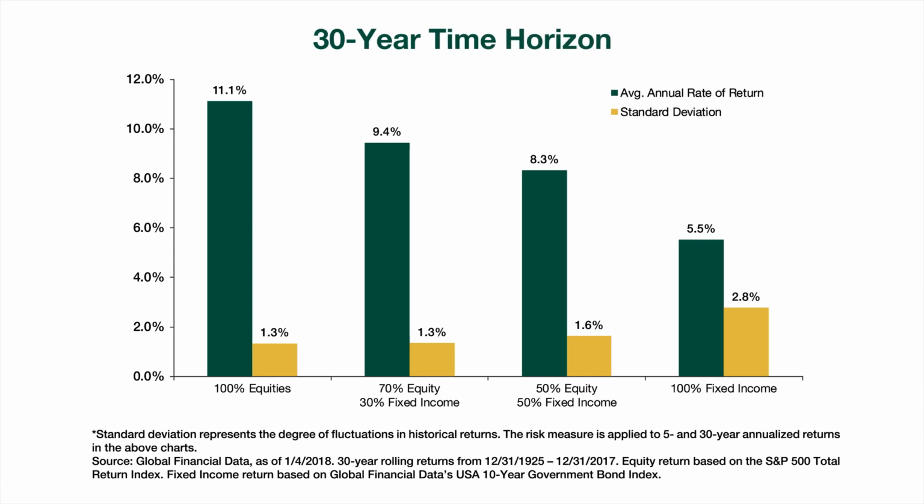This chart demonstrates this same effect over a 30-year rolling period. As you can see, over longer time horizons, portfolios weighted towards stocks have tended to maintain both higher average returns and lower return volatility than portfolios with more bond exposure.